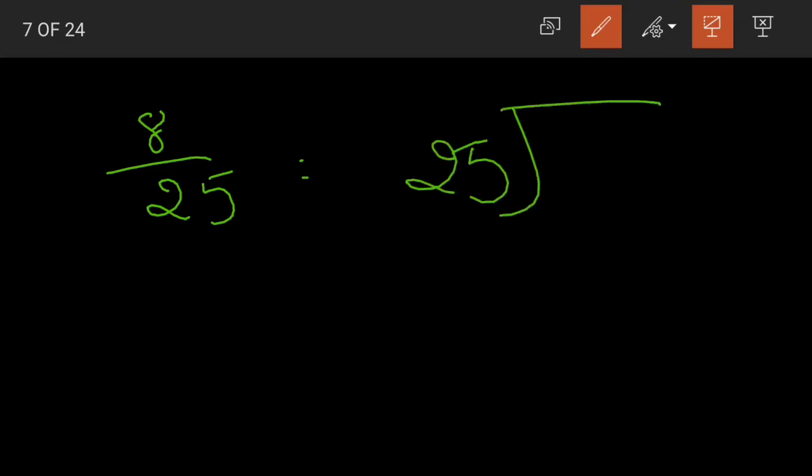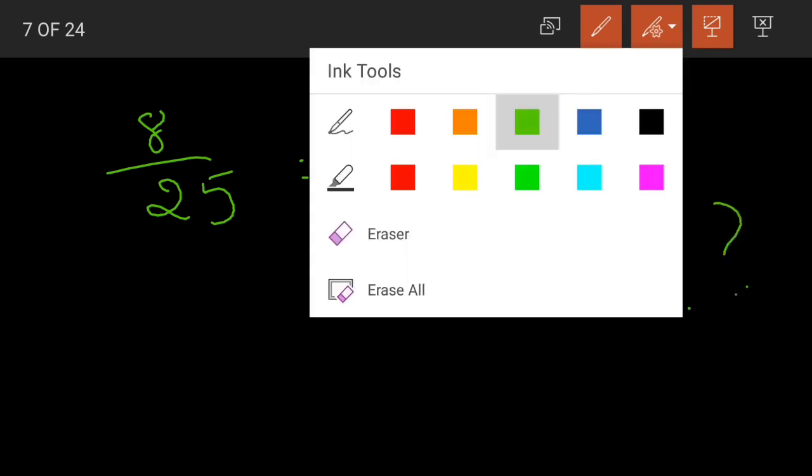Why? Because if I take the proper fraction 8 by 25, see, this is nothing but 8 divided by 25, right? We cannot divide 8 with 25 here. Yes, students, we cannot divide 8 with 25, so we will not get any mixed number from it.